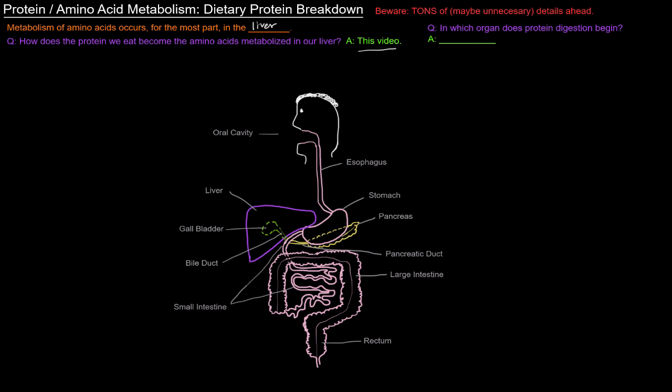So the first question here is, in which organ does protein digestion begin? And that is the stomach. So we're going to take in food through our oral cavity. It's going to go down our esophagus, right, and into our stomach. And that's where the action gets started. And then we have some digestion occurring in the small intestine. Okay, so this is just an overview of the actual organs involved in the digestive system, but not as important as what we're getting to here.